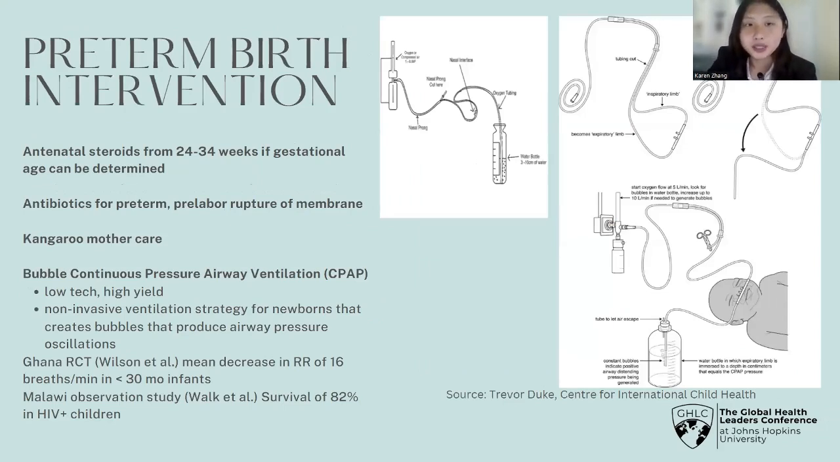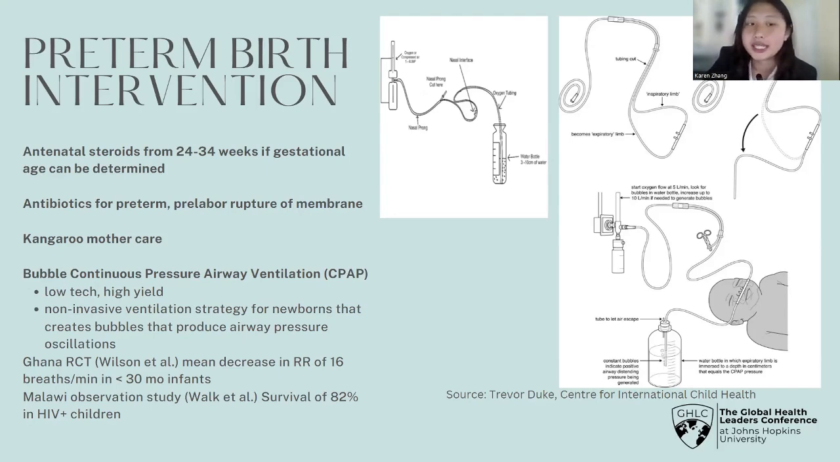So how do we solve that? Some interventions are antenatal steroids from 24 to 34 weeks, only if the gestational age can be determined, because if not, it could be of harm to the pregnant mother. Also, antibiotics for preterm pre-labor rupture of the membrane are also a sort of intervention, but it's contested because of the risk of antibiotic resistance. Another method is kangaroo mother care, which is skin-to-skin contact with the mother and the baby, and this is also an effective way of reducing complications further down the line.